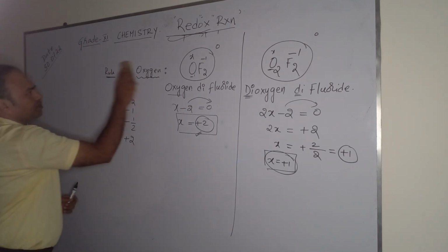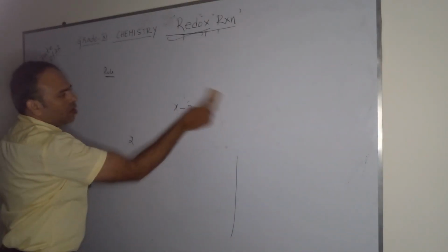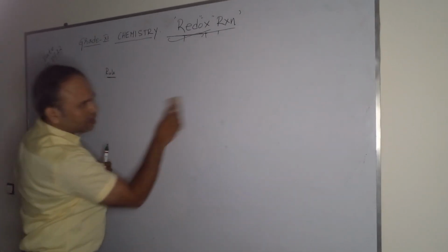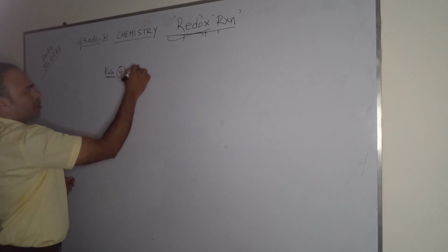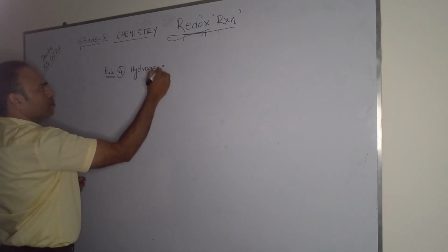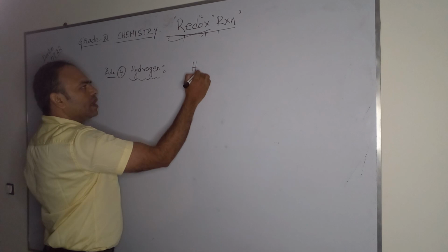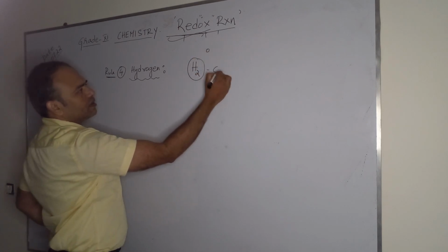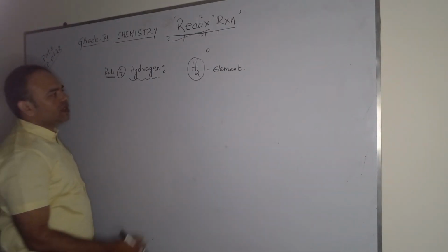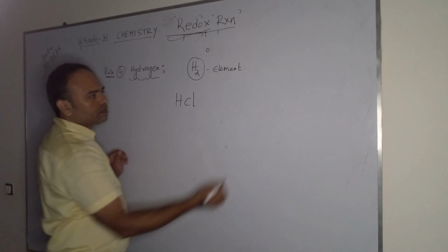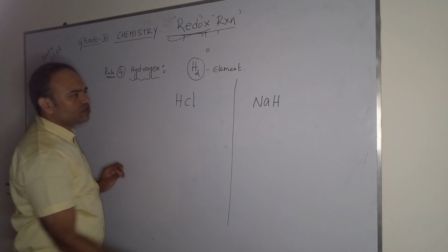So rule 3 about oxygen we have completed. Now rule 4. Let us see hydrogen. What are the possibilities in hydrogen? Rule 4, hydrogen. See, before you were having element H2 is 0. So in the element, you know that oxidation state is 0. But 2 more things are there. Example, HCl, NaH. We have so many examples, but what I want to show you is one example.